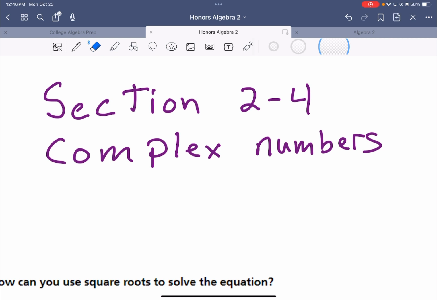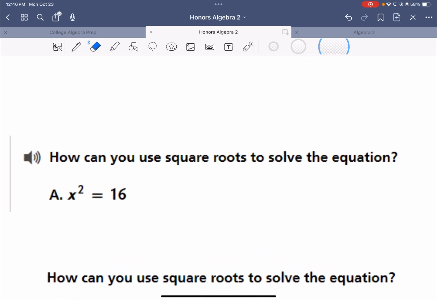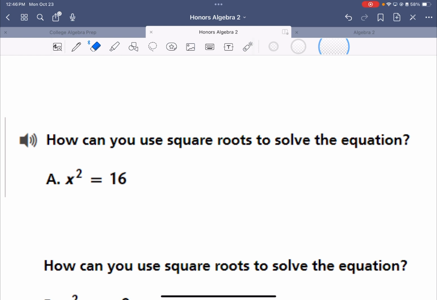We'll add in dividing and those different types of things. We'll add those in tomorrow. So let's start out with just, if we want to look at taking the square root, if we have x squared equals 16.